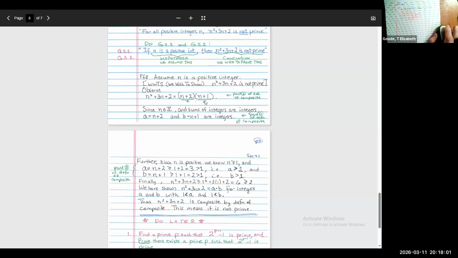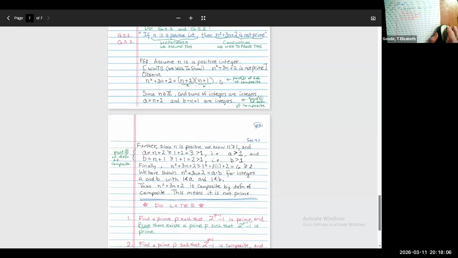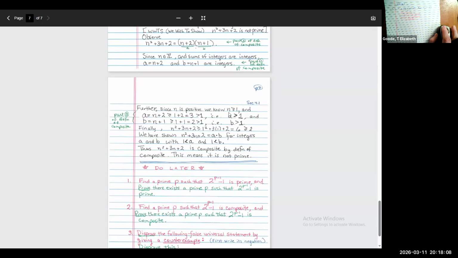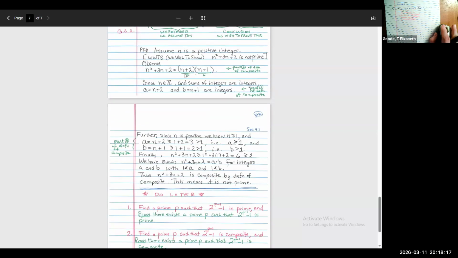How do we do that? Well, now we're going to use the fact that n is a positive integer. What does that even mean? Well, it means n is bigger than or equal to 1. So the smallest n can be is 1. So what does that tell us about this factor A? A is n plus 2. But that's bigger than or equal to 1 plus 2 because n is bigger than or equal to 1. You see how that works? So A is going to be bigger than or equal to 3. That's definitely bigger than 1. So A is bigger than 1.